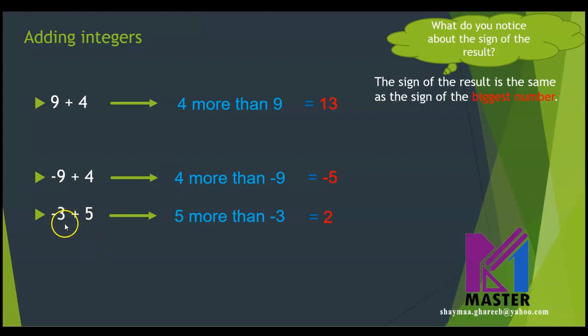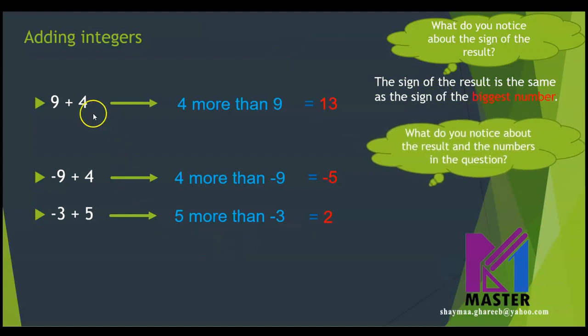For the last example, the biggest number here is 5. 5 is bigger than 3, and 5 here is positive because it has a plus sign before it. So the answer is a positive answer. Is this clear?